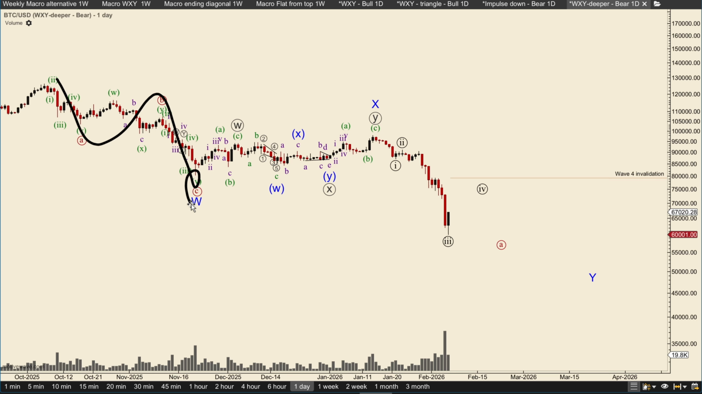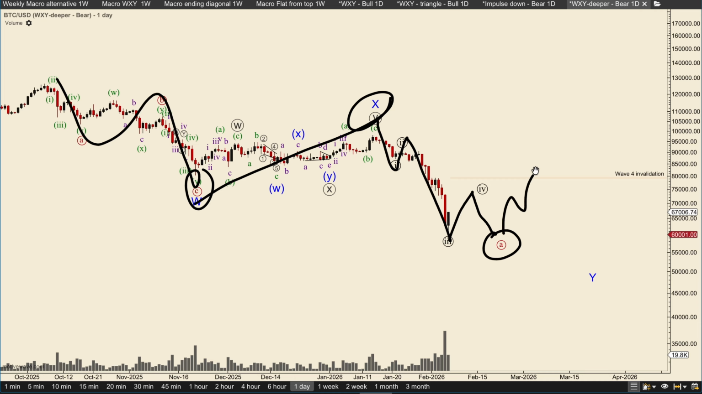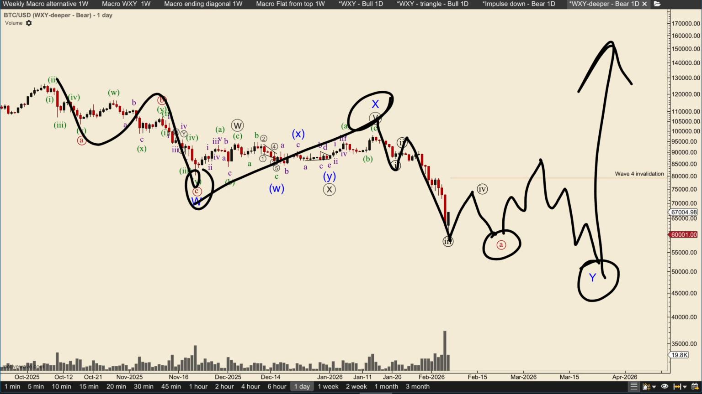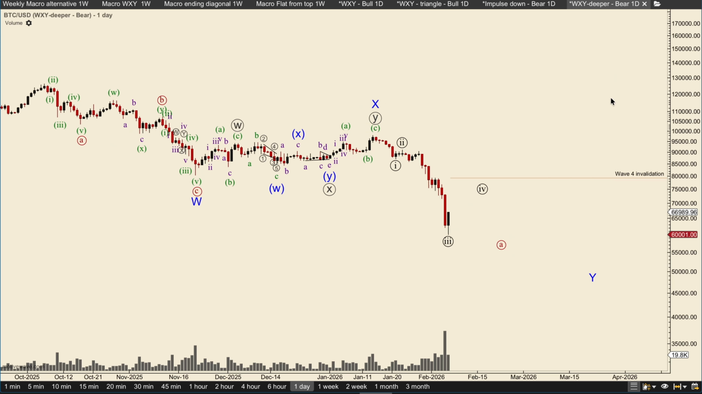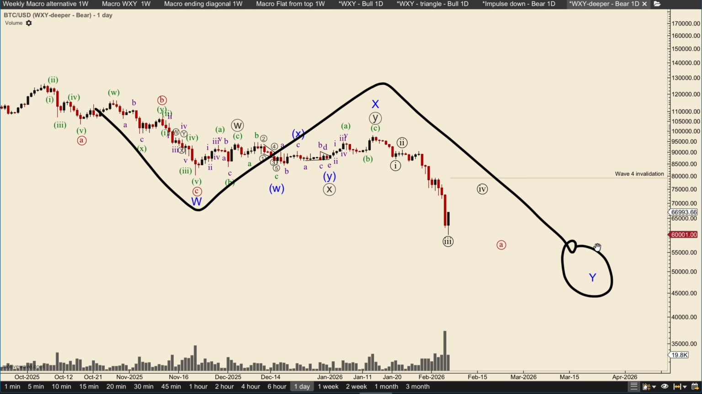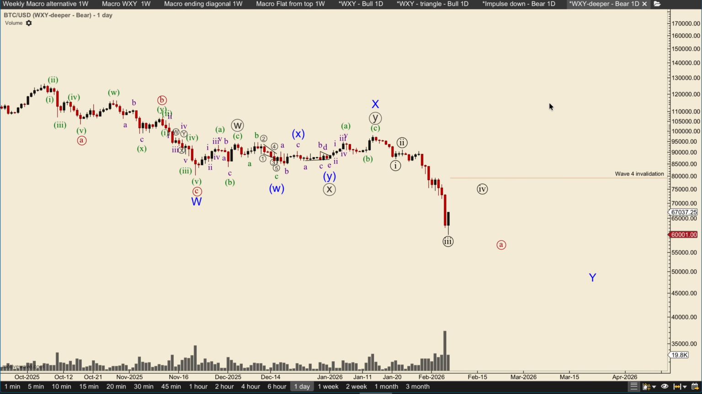So ABC zigzag in W, and then wave X, and now we have 1, 2, 3, 4, 5 to finish wave A, retracement, and then 1, 2, 3, 4, 5 to finish wave Y, and after that we are looking for higher prices. So this becomes a double zigzag like that, and then moving up.